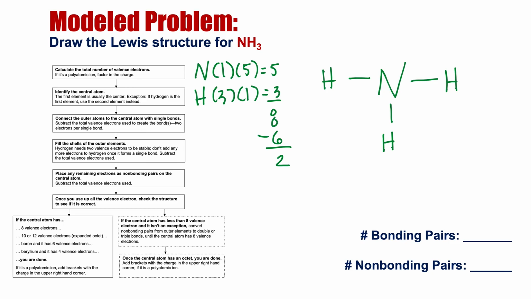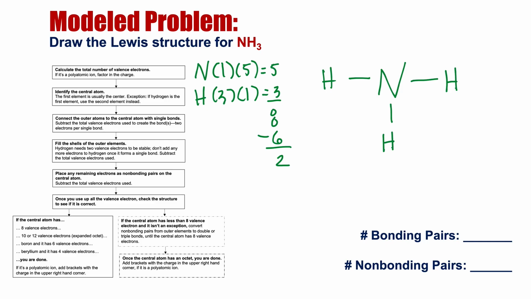So my next step would be to fill the shells of the outer elements, but since all of those hydrogens are already happy, they all have 2 valence electrons, I can skip that step and then I move on to the next one. So be very careful with hydrogens. You never add dots to them. You never make double bonds, triple bonds with them. Once a hydrogen has a single bond, it's done, it's happy. Don't add anything else to it.